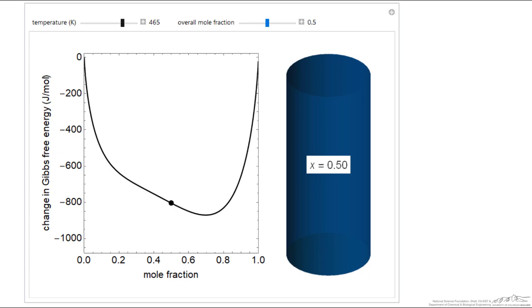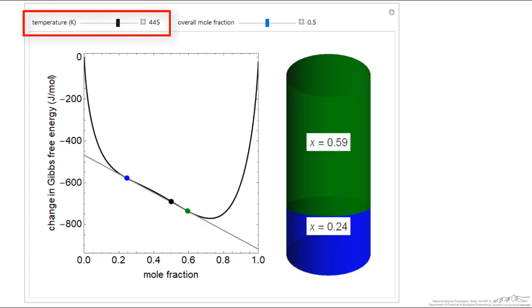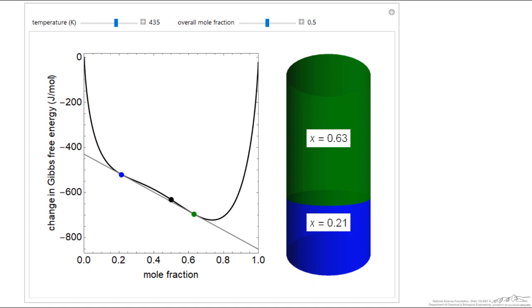As I lower the temperature for these two liquids, let's lower it just a little further, notice we get to the point where we can draw a tangent line to the curve such that between the blue and the green dots, that tangent line has a lower Gibbs free energy than that predicted by the model we're using to get our activity coefficients and therefore calculate the change in Gibbs free energy.